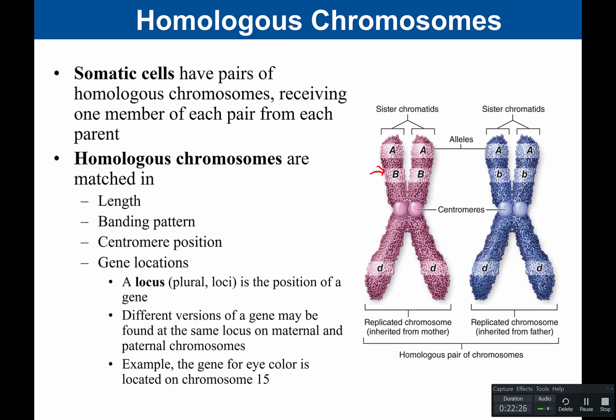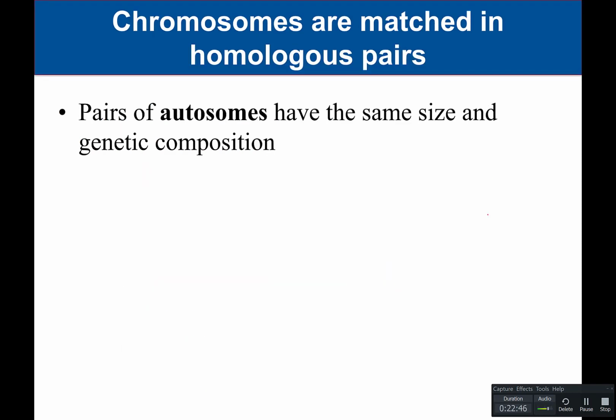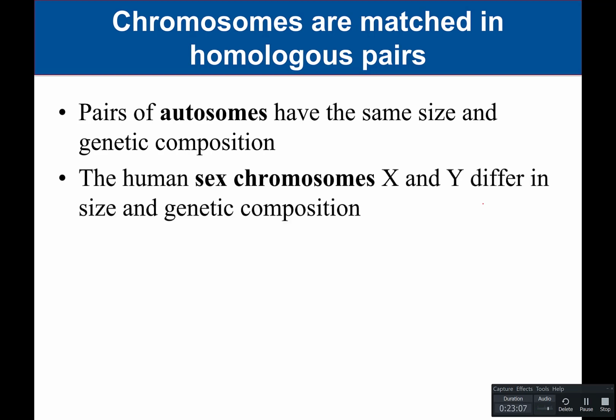And so when you look at homologous pairs, the locations of the genes are going to be the same. So notice that A's are in the same position, B's are in the same position, D's are in the same position, so on and so forth. And so this is just to give you an idea of what are homologous chromosomes. So pairs of autosomes have the same size and genetic composition. The autosomes are the chromosomes that are not sex determining, meaning they're everything excluding X and Y. Human sex chromosomes, X and Y, differ in their size and genetic composition. You'll see this in a minute that the X chromosome is much larger than the Y chromosome, and they have different genes, which is how we have different genders.